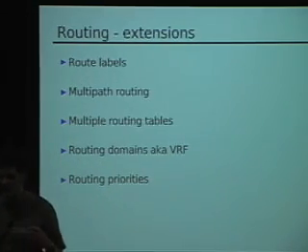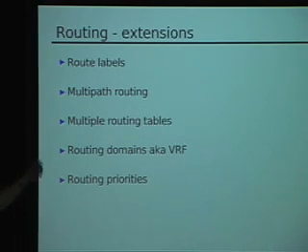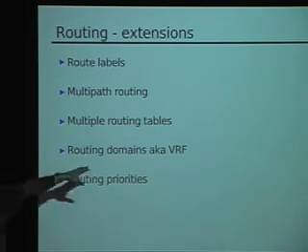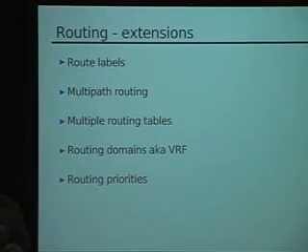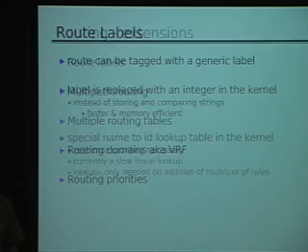We extended the routing table code in the last couple of years with a few features. We have added route labels, enabled multipath routing, and we now have multiple routing tables. The last 2 things are stuff that we're working on. We're working on routing domains, which in Cisco speak is normally referred to as virtual routing and forwarding. And the last one, routing priorities, is mostly something internal for making it easier to handle the routing needs that we have in userland.